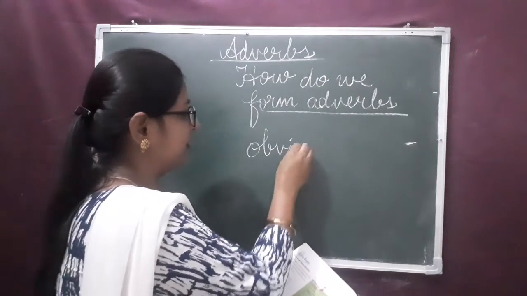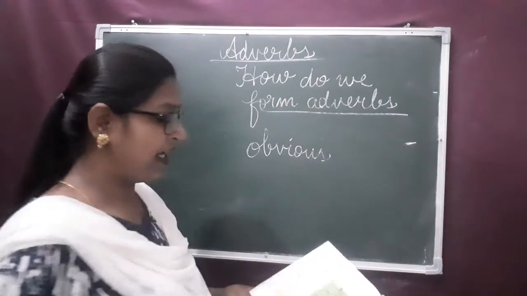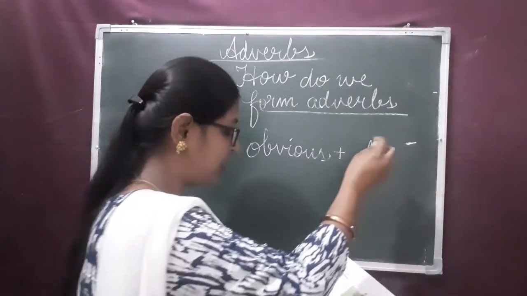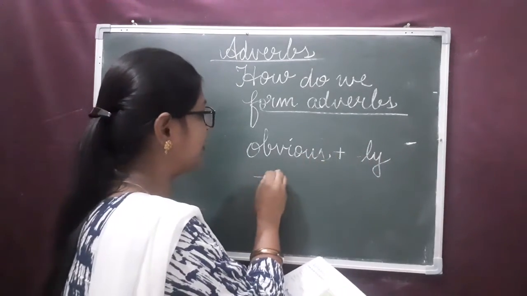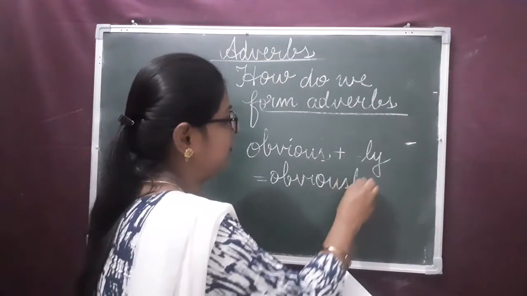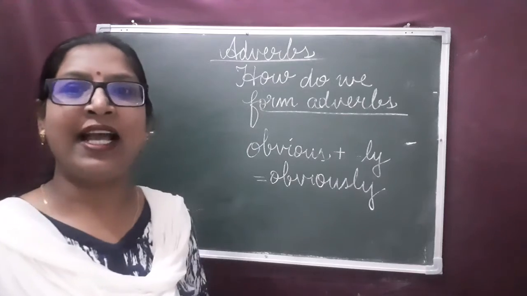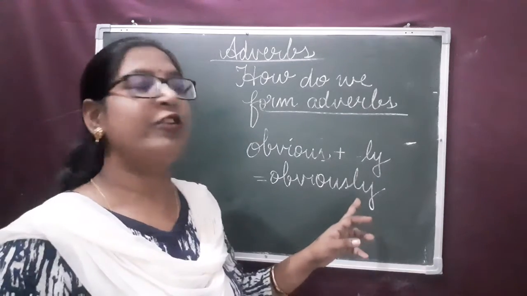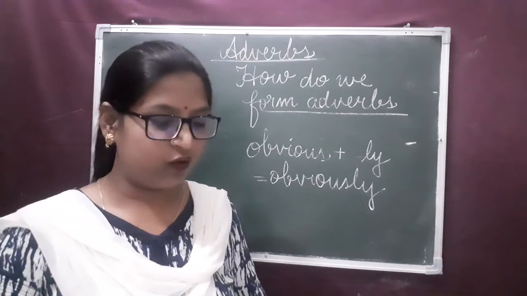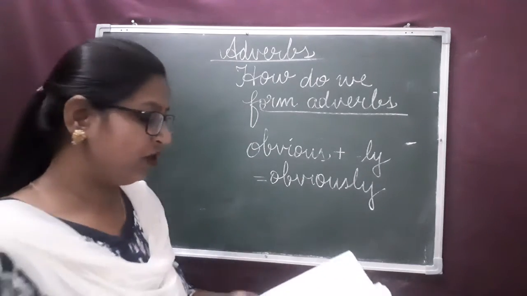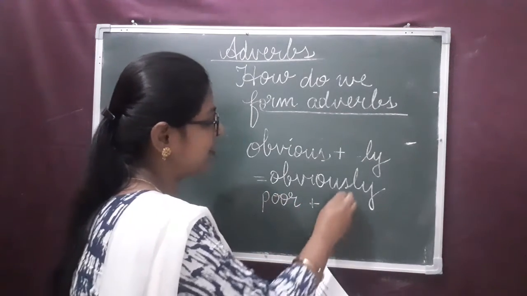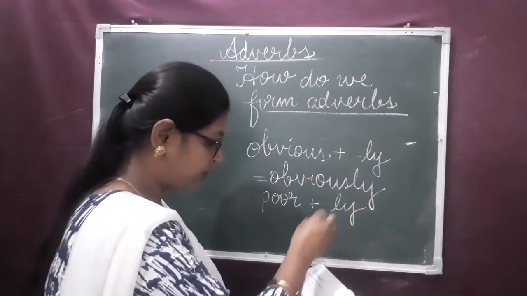Obvious is an adjective. When we add the suffix ly with it, it becomes obviously. So likewise, by adding the suffix ly with the adjectives, we can make adverbs. Another example you can see here: poor plus ly becomes poorly.